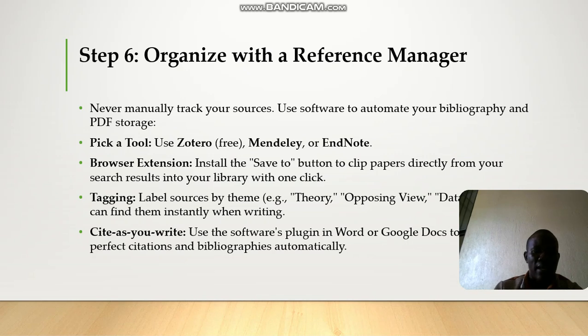Then there's tagging. With tagging, you label sources by theme, like theory, opposing view, or data, so you can find them instantly when writing. The last part of step 6 is to cite as you write. Use the software plugin in Word or Google Docs to create citations and bibliographies automatically.